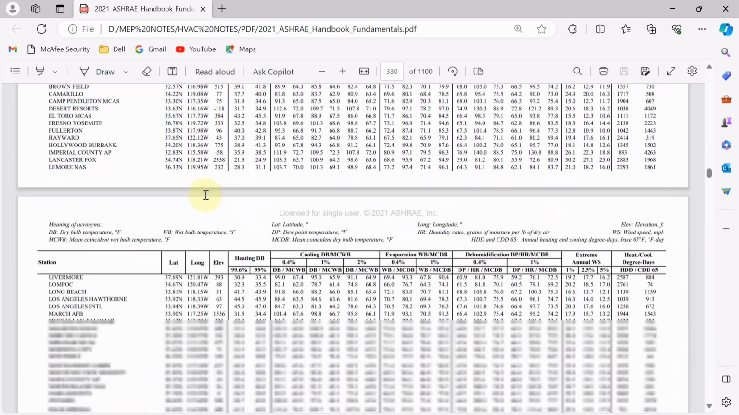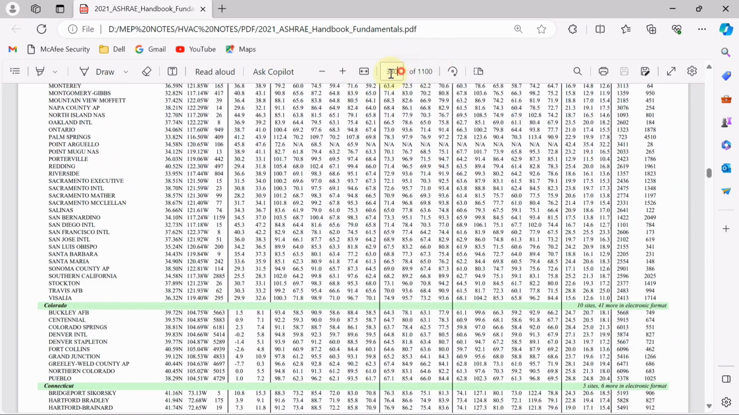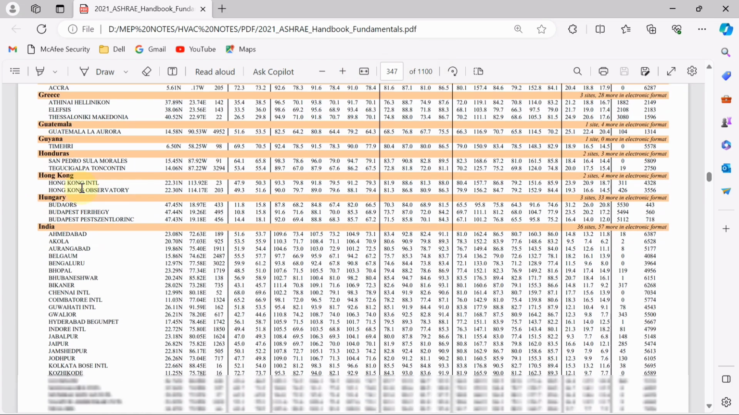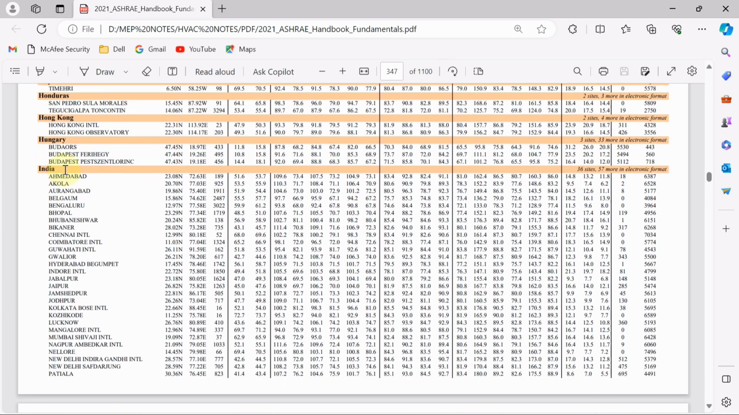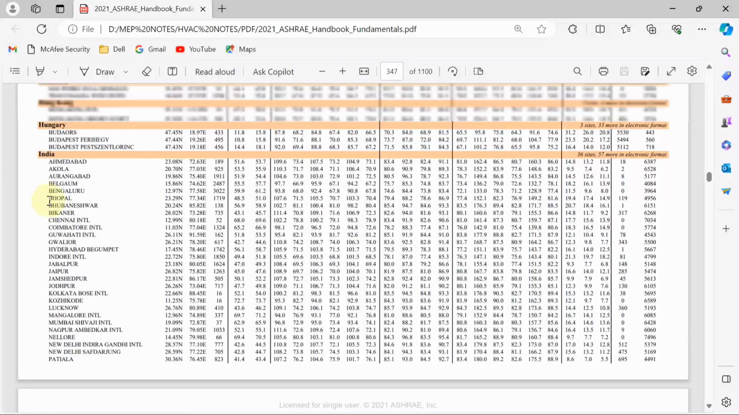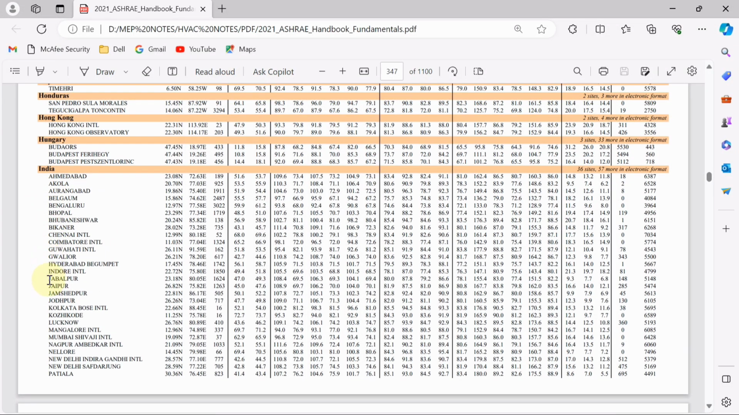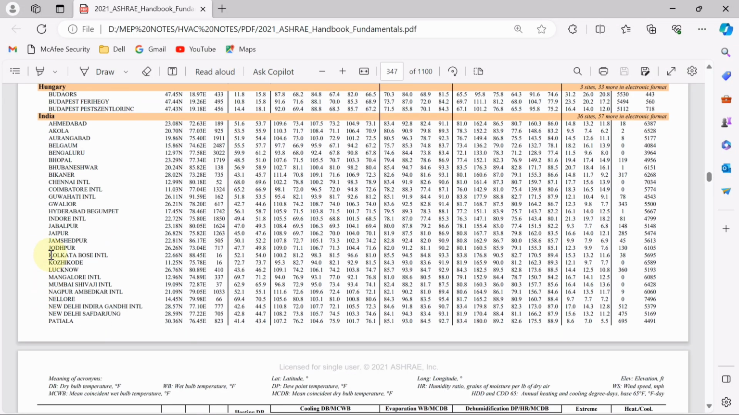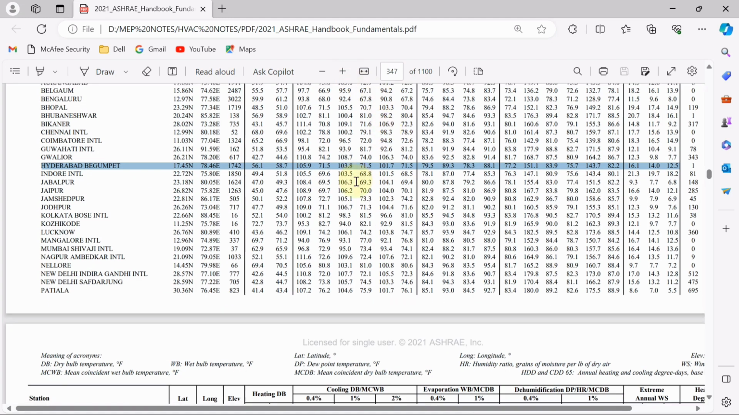We are designing for India, so search where India is. Yes, you have to come here. See, India, the location is India. Now for the city, we are designing for Hyderabad, so you have to search from here. Where is Hyderabad? See, Hyderabad Begumpet is given. Everything is written. Now just zoom in and see.